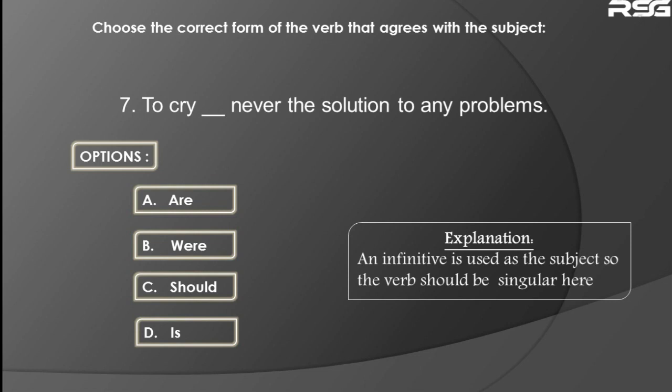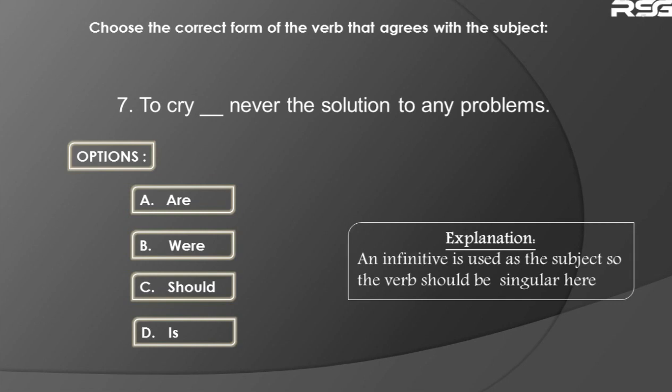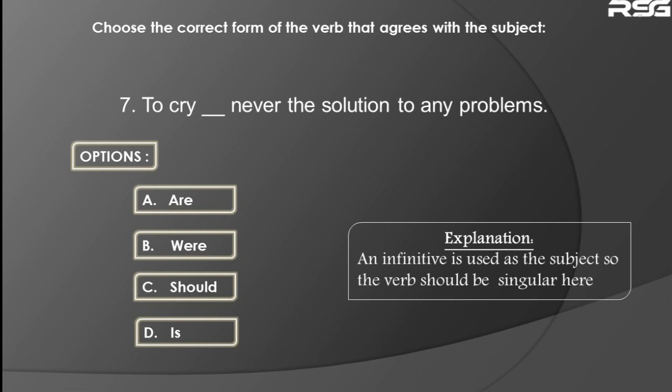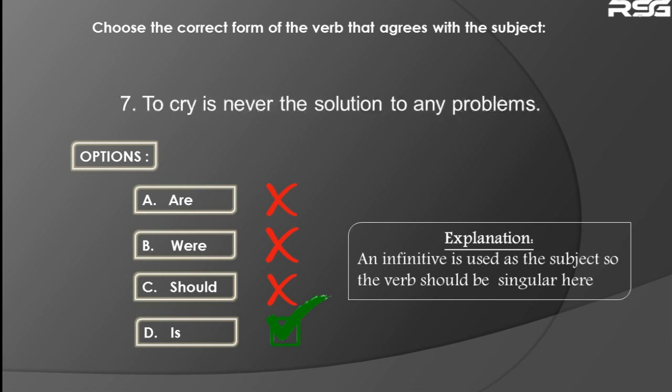According to the rules, if you are beginning a sentence with an infinitive, then the verb has to be singular. So what do you think is the right option here? The singular verb that you have here is "is", and therefore this fits the sentence correctly. So the sentence is, "To cry is never the solution to the problems." "Is" is your correct answer.